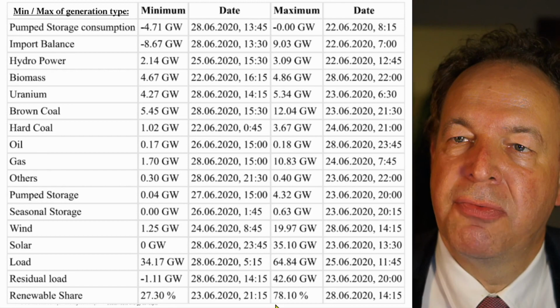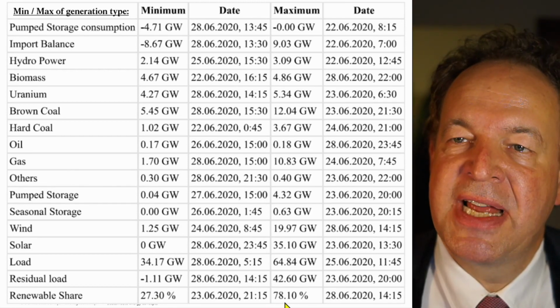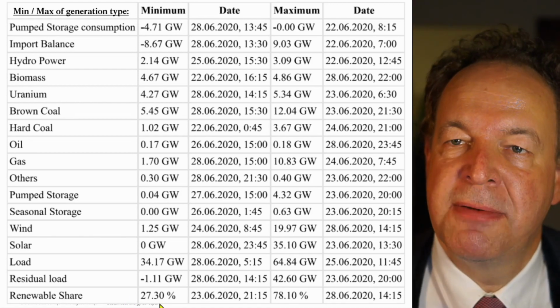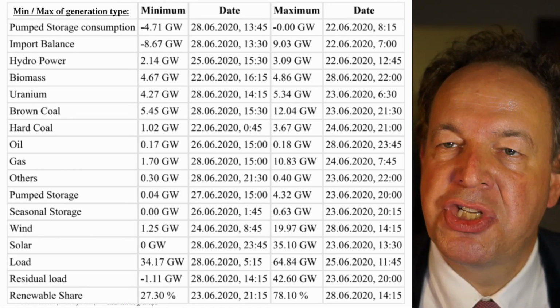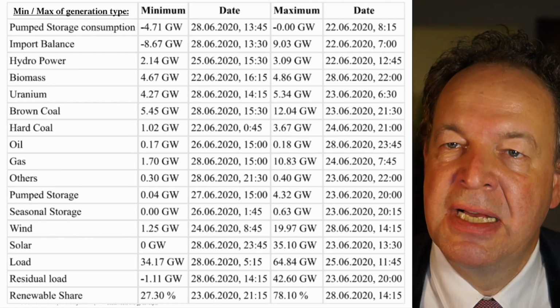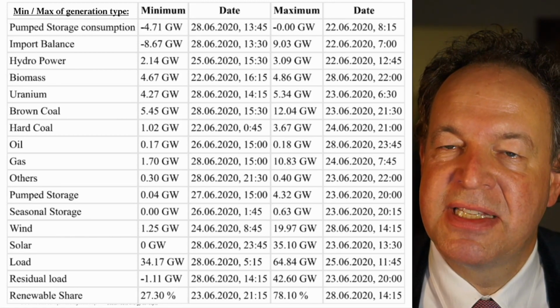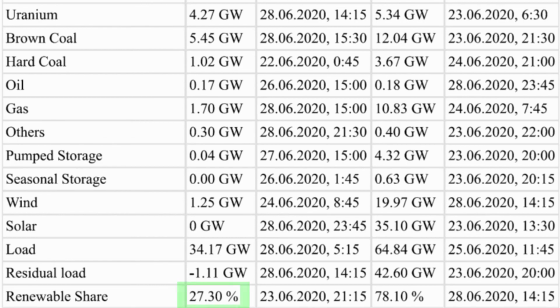So the maximum of the renewable share has been 78% and the minimum 27.3%. It was never 0% because they complement each other, wind and solar and biomass. So the minimum has not been 0%. As some people suggest, there is no power available. So here the minimum was only 27.3%.